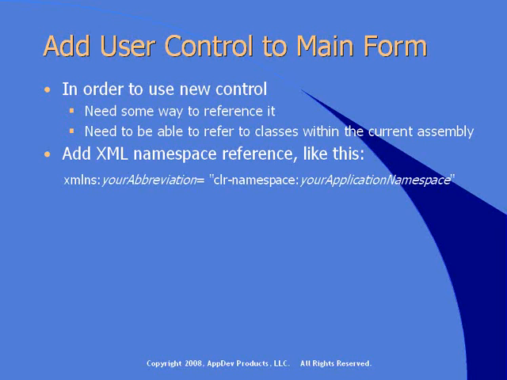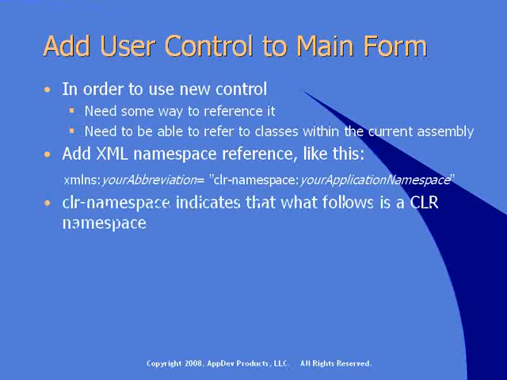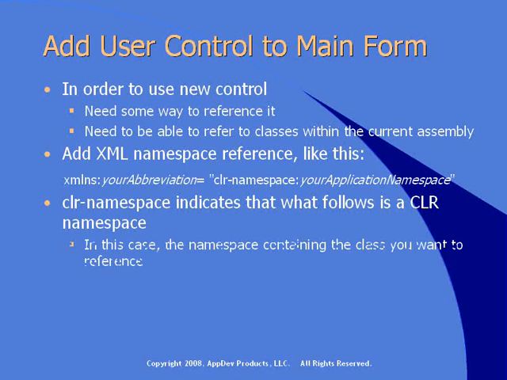xmlns:whatever abbreviation you like equals clr-namespace:your application namespace. Without that reference in the main form, you won't be able to refer to any class within your own assembly, because you have namespaces that refer to classes in the .NET Framework assembly, but nothing that hooks up the classes in your own assembly. The clr-namespace name indicates that what follows is a CLR namespace, which you've created in your assembly. In this case, it's the namespace containing the class you want to reference.